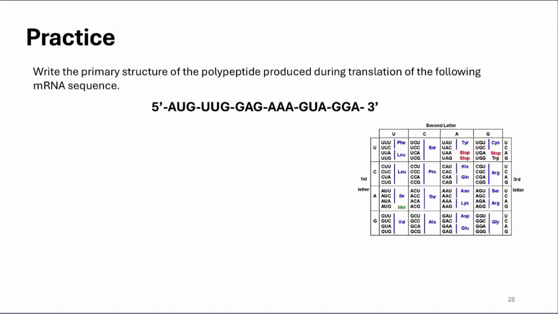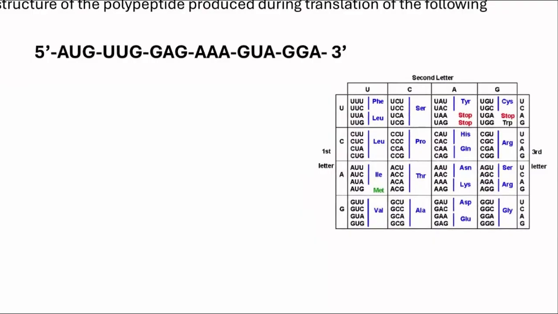Let's now do a practice problem in which we're going to learn how to write the primary structure of the polypeptide produced during translation given an mRNA sequence. Online, you can find a genetic code table, and the one you see illustrated on the right side of the slides can be easily obtained by Googling the genetic code table. I selected this one because it has a better descriptor of the codons, in which we see the first letter, the second letter, and the third letter of the codon, and we have the three-letter codes for the amino acids.